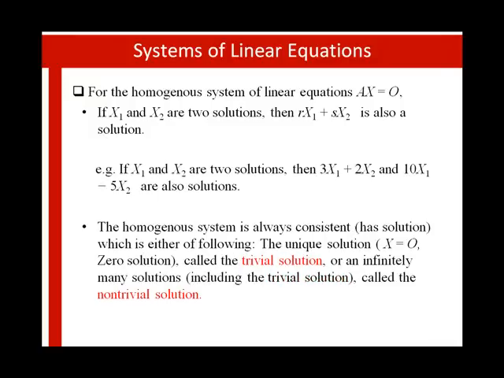The homogeneous system is always consistent. It has a solution. It has at least one solution, which is either of the following. The unique solution, x equal to 0, which is called the trivial solution, or it has infinitely many solutions. Infinitely many solutions that include the trivial solution. This is called the non-trivial solution.